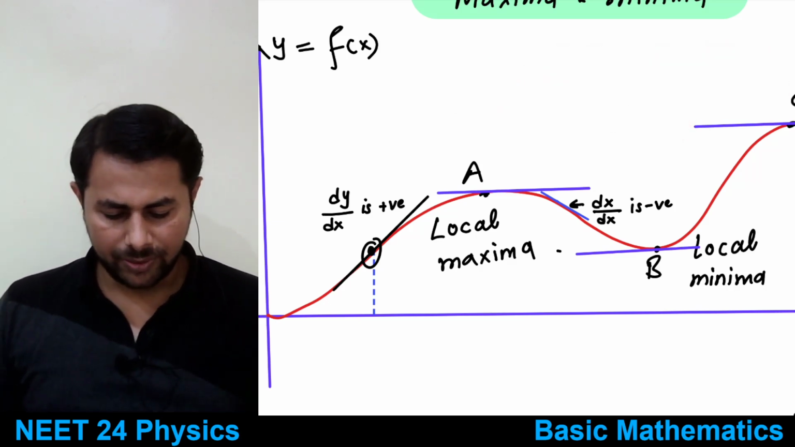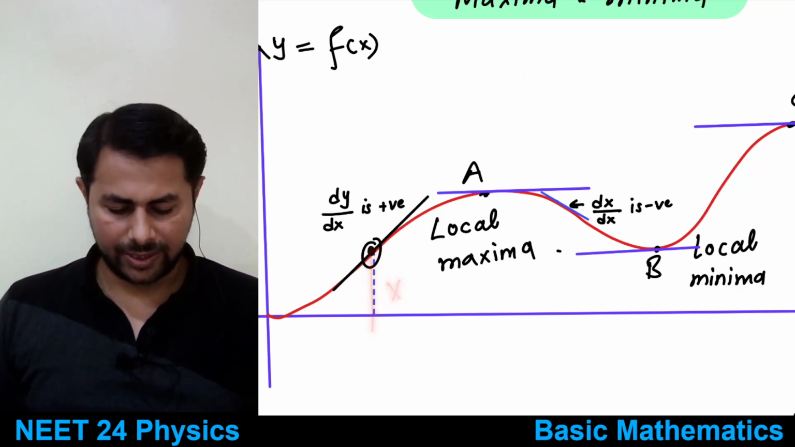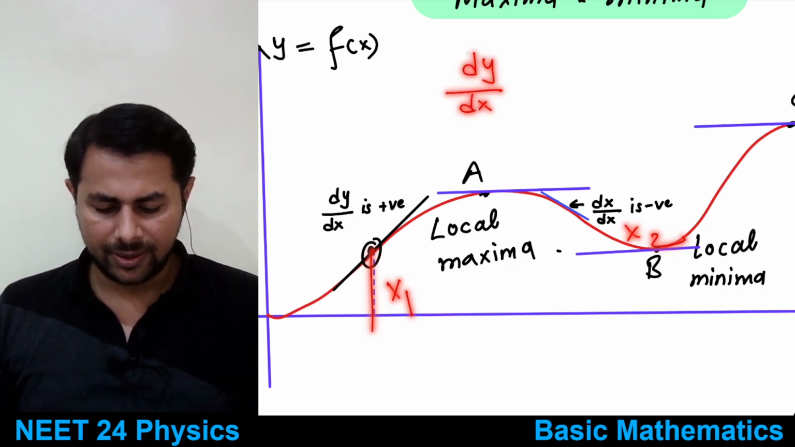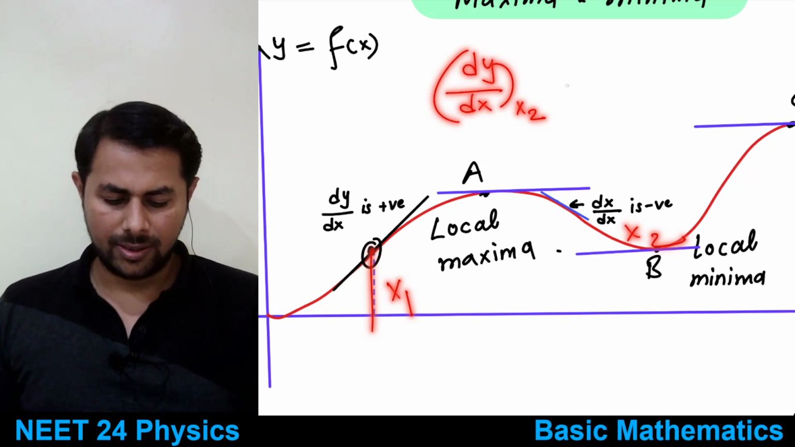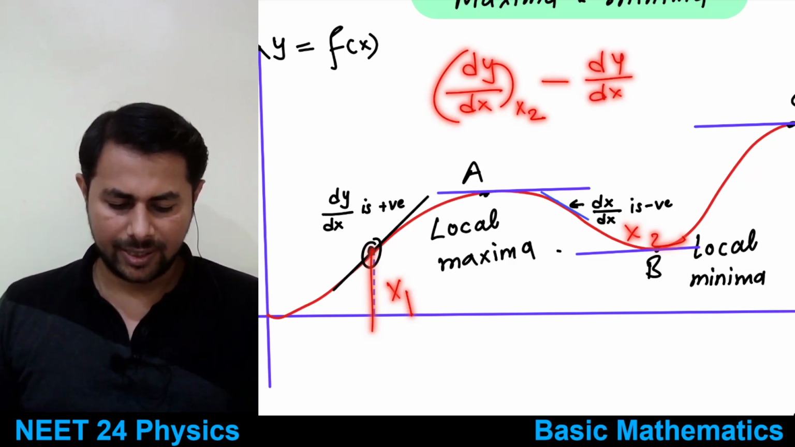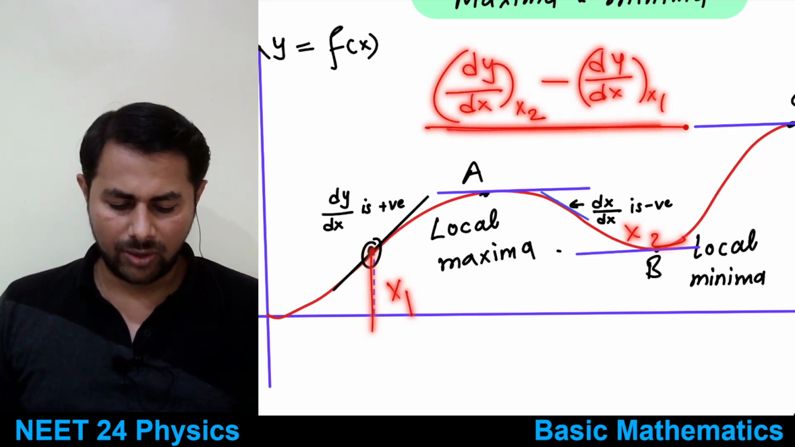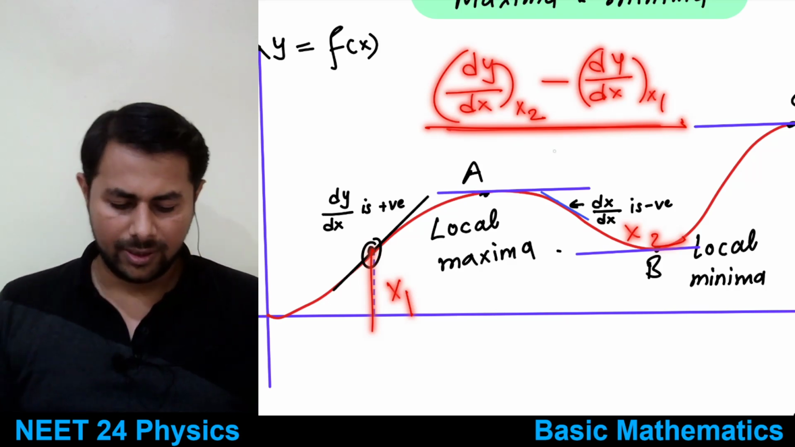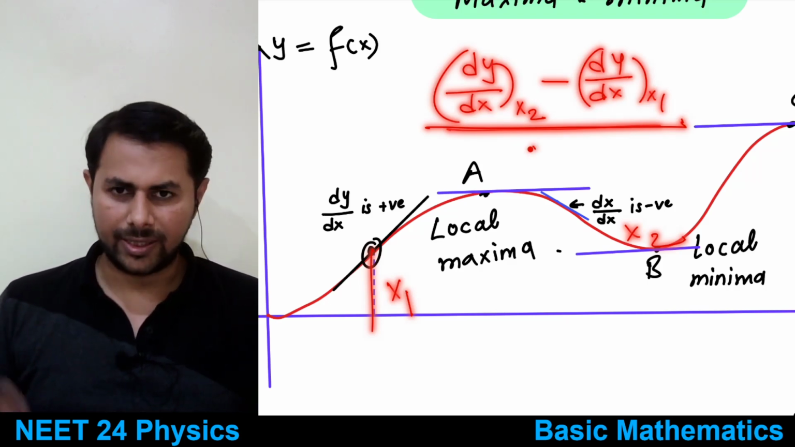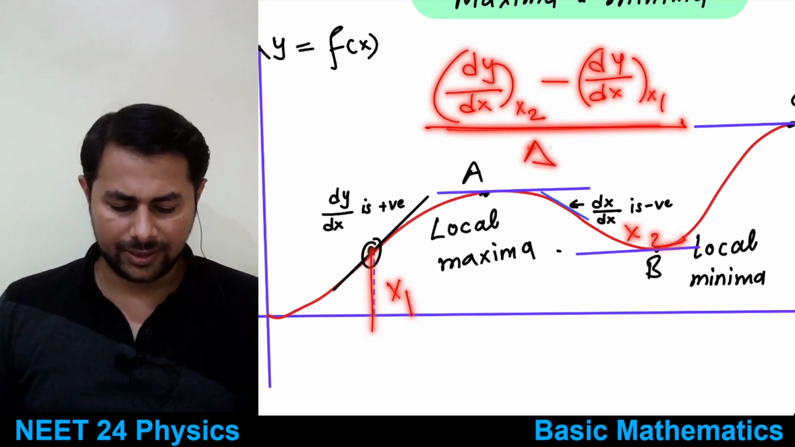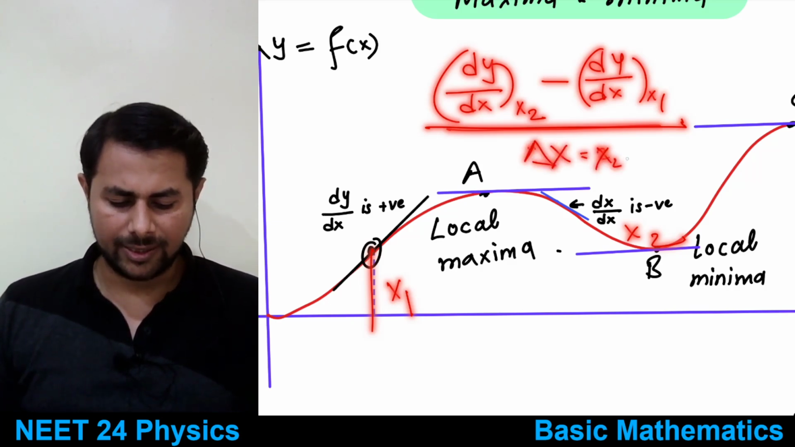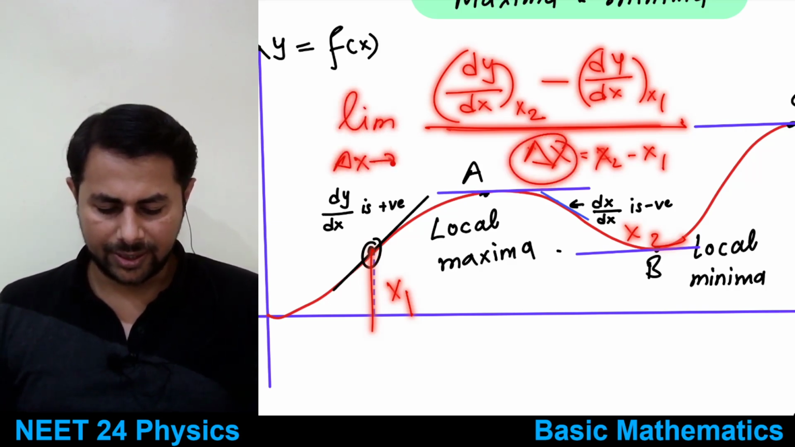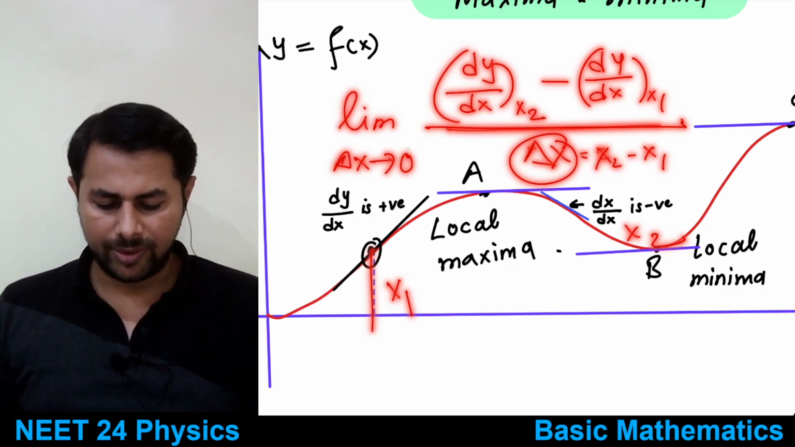Now suppose this point is x, or you can say x1, and this point is x2. You are finding dy by dx at x2 minus dy by dx at x1. So what you have found is the difference in dy by dx at x2 and x1, and the denominator will be x2 minus x1, that's my delta x. If I apply the limit as delta x tends to 0, that will be the double derivative.